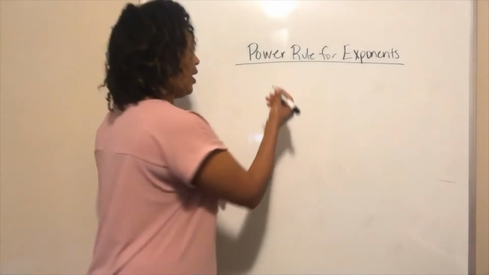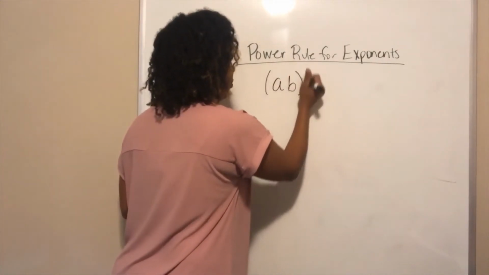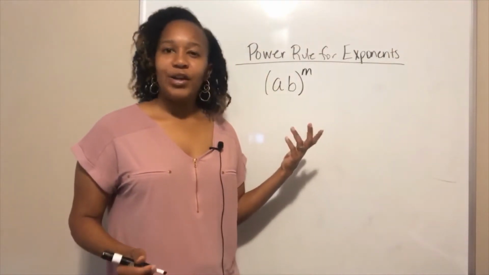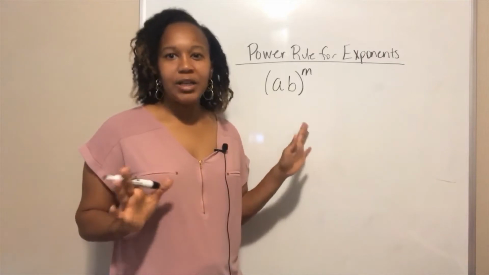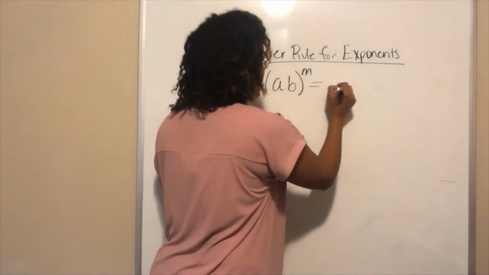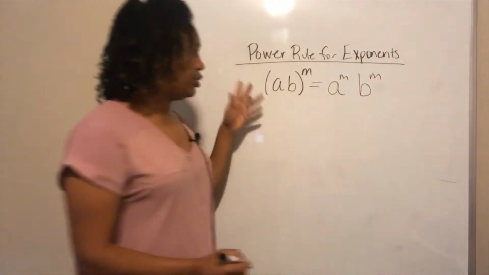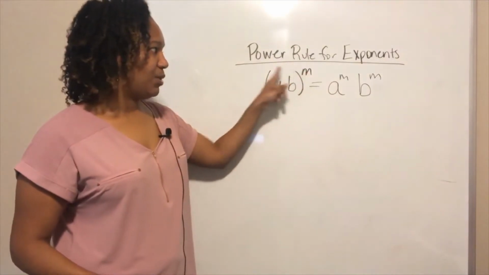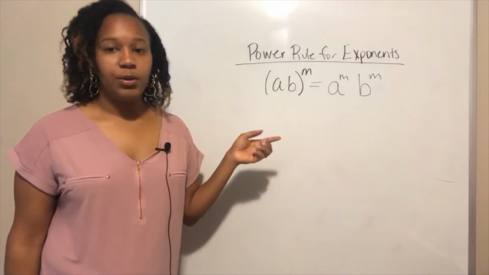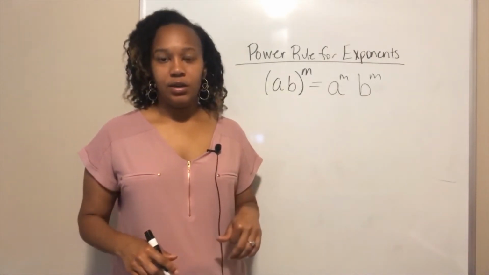Another variation of the power rule is if you have more than one thing inside of a parentheses and you're raising it to an exponent, then it's almost like you're using the distributive property. So it's kind of like what you do is you distribute this exponent to each of these bases. So this becomes a to the m power times b to the m power. So you just basically apply this exponent to everything inside the parentheses. So even if you have more than 2 things inside the parentheses, if you have 3 or 4 things, you apply that exponent to everything inside of those parentheses.